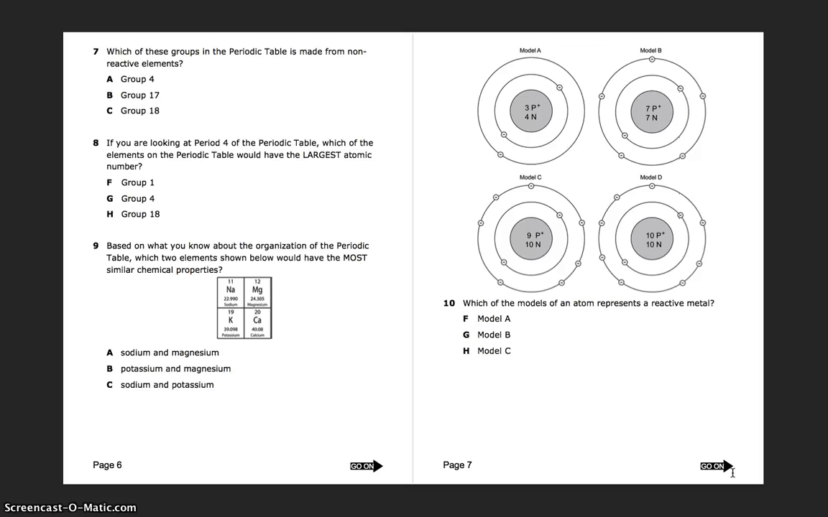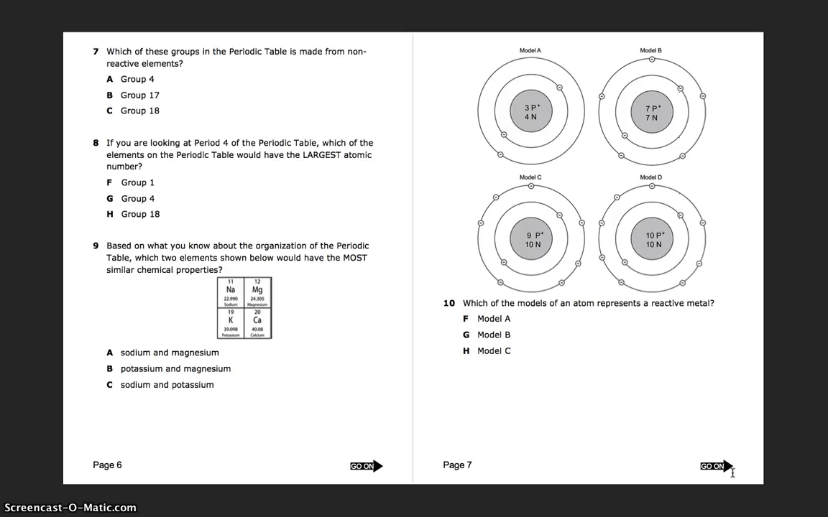Number 9. Based on what you know about the organization of the periodic table, which two elements shown below would have the most similar chemical properties? The elements below: sodium, magnesium, potassium, and calcium. Letter A. Sodium and magnesium, B. Potassium and magnesium, C. Sodium and potassium.